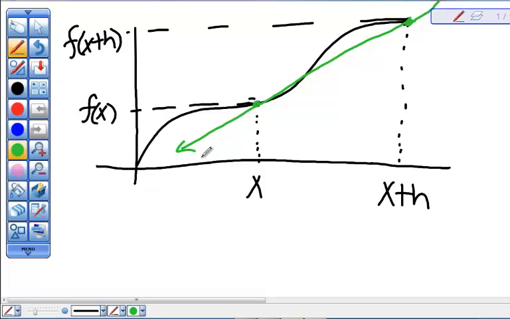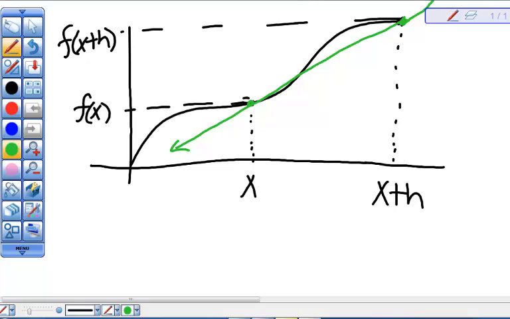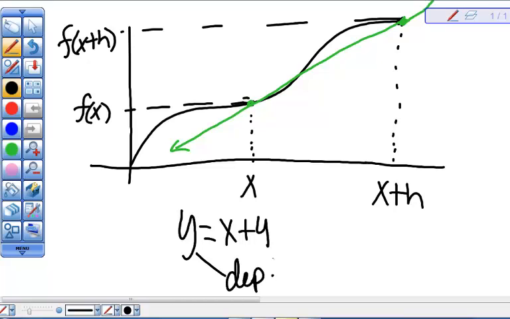So in order to find the slope of this line, we have to remember what we learned back in Math 50 or in college algebra of what a function is. A function is defined as something that is dependent and varies with something else. For example, y equals x plus 4. In this case, y is dependent while x is the independent.